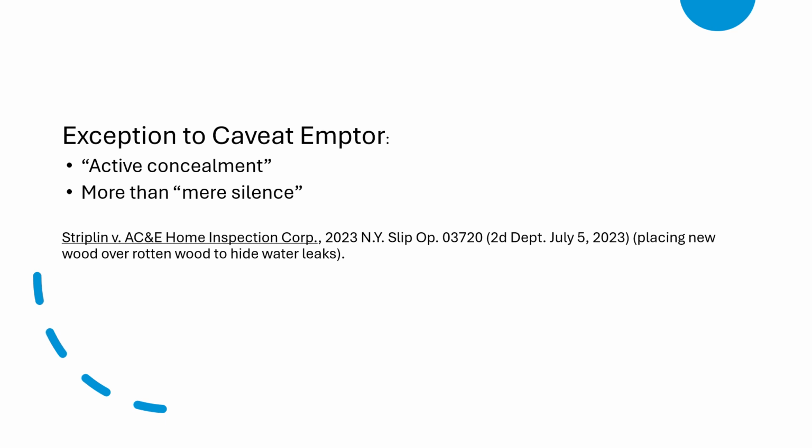There is one exception to caveat emptor. If a seller actively conceals a defect, this can constitute fraud, which is a known exception to the caveat emptor doctrine. This has to be more than mere silence. In Striplin, a New York case, the seller covered rotted wood with new wood to hide water infiltration. In Trites, there was no evidence of fraud.